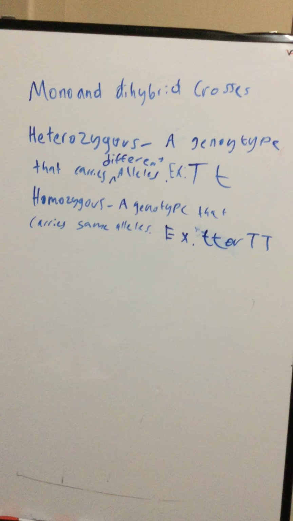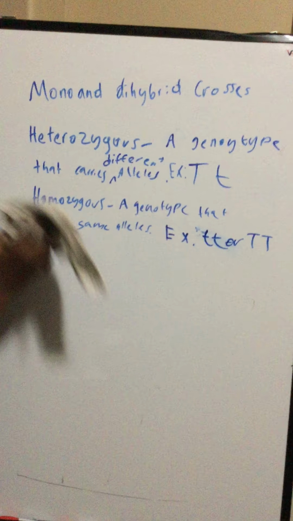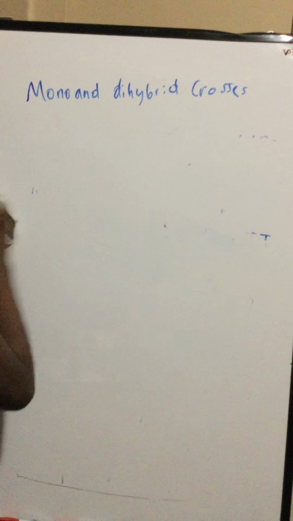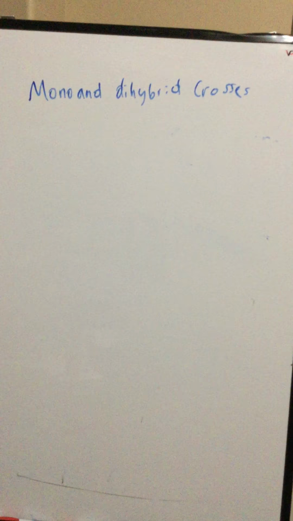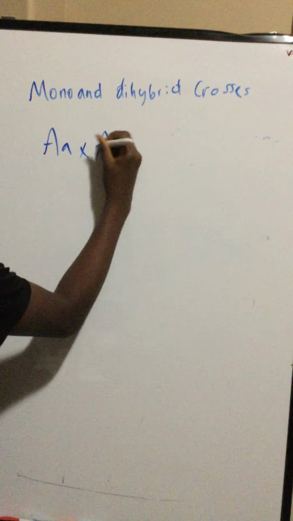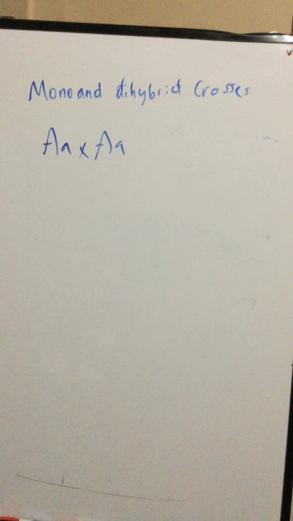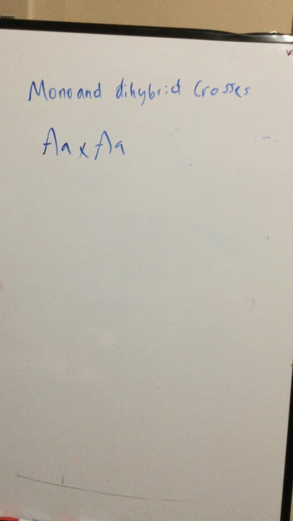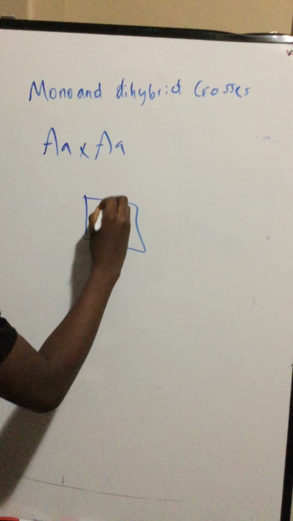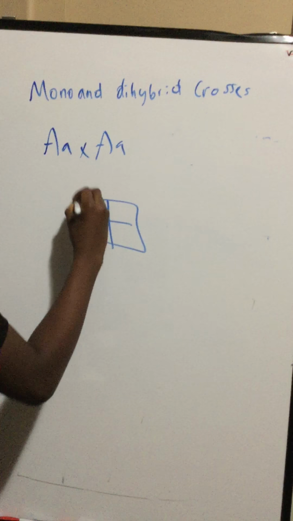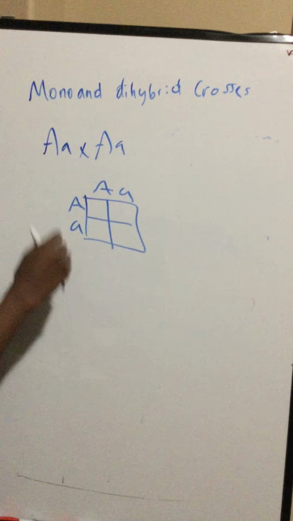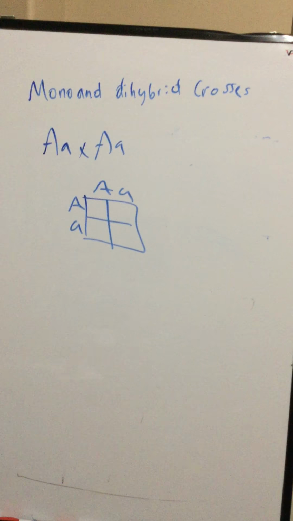Those terms are very important when you're reading problems. And now, how to do a monohybrid cross. Let's say I have big A, small a times big A, small a. This is dominant, recessive, and I want to cross this. Well, what I would do in this case is make a 2x2 box and organize it like that, and make sure the dominant trait always goes first.